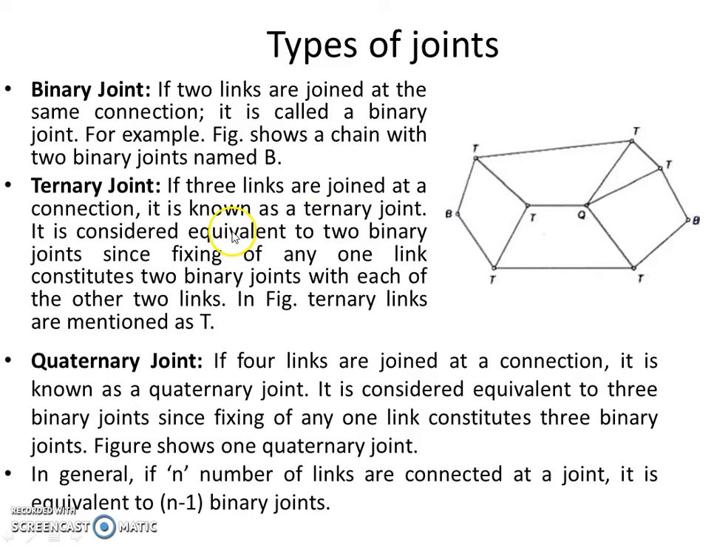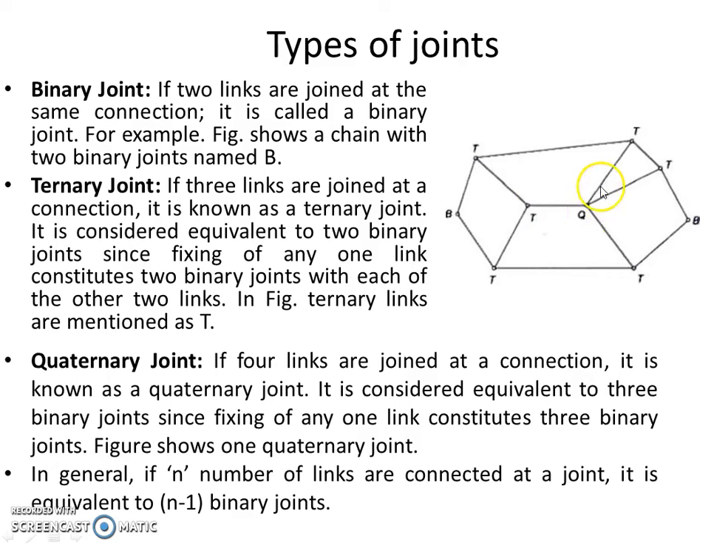Similarly, in a ternary joint we have three links connected at a single joint. In a quaternary joint, four links are connected at the same joint. So T indicates the ternary joint, and Q indicates the quaternary joint. See here at T, this is one link, this is one link and this is one link. So three links are connected at a single point. So it is a ternary joint.